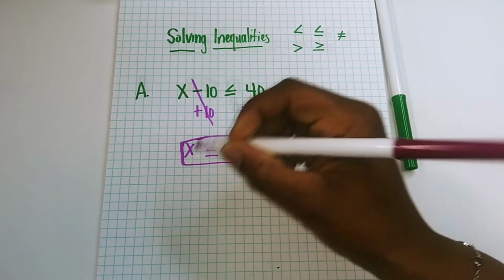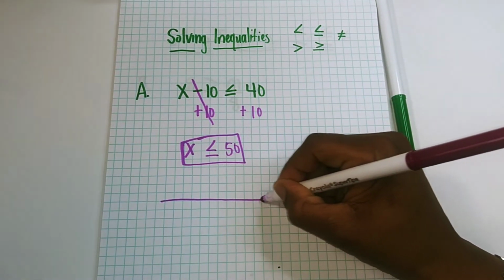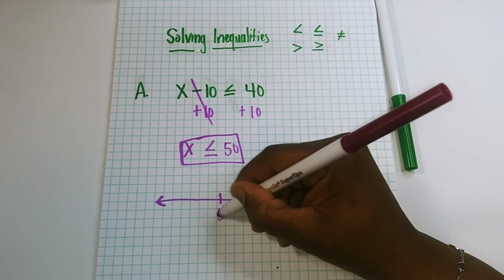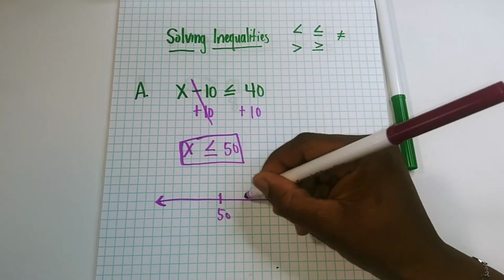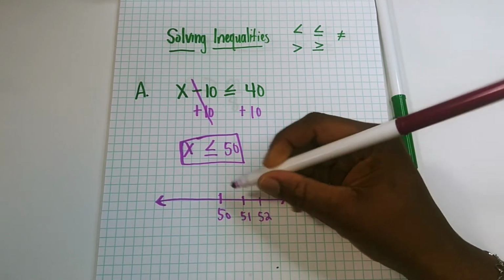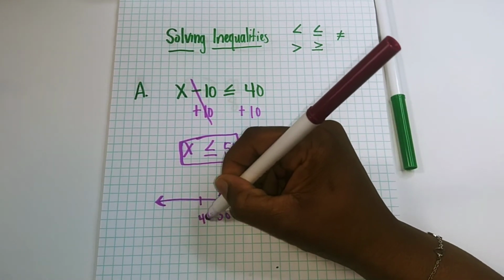In order to graph this, I start by making my graph. I'm going to put 50 in the middle. I'm going to add on to the number line to the right. You could go by any increments you want. And I'm going to add to the number line going to the left.